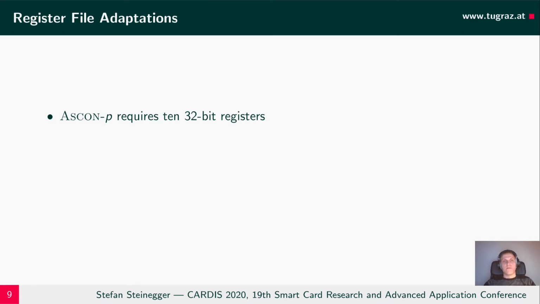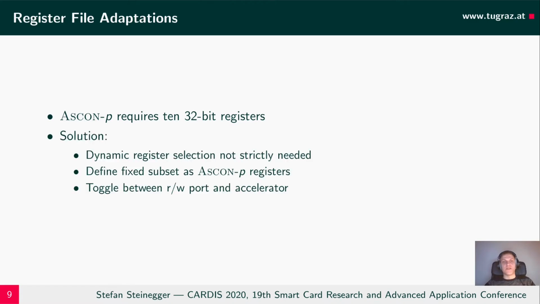So for the register file, we mentioned that we require 10 32-bit registers, and that's typically more than is available in parallel on small CPU designs, at least if we want to select them dynamically. But our solution is that we don't necessarily need the dynamic register selection, and therefore we define a fixed subset of these 32-bit general purpose registers that can be used as our Ascon-p registers. And we can then toggle them between the read-write port of the register file and our accelerator. And as a note here, since we have only 32-bit registers, each Ascon-p 64-bit lane is split into 2 registers.